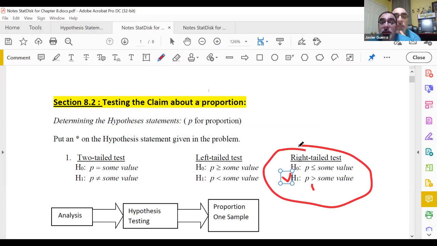All right, so for my H0, it's going to be less than or equal to 0.20, and my H1 is going to have a P greater than 0.20, and I'm going to write down right tail. Sorry, I'm writing the words "more than" with the little arrow. Does that make sense? So this is what I have for my notes, my paper.